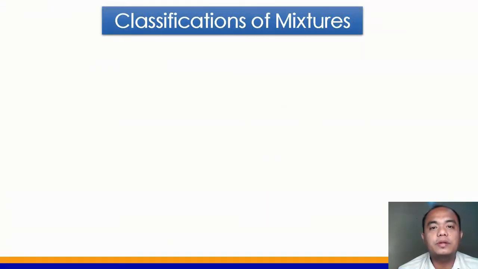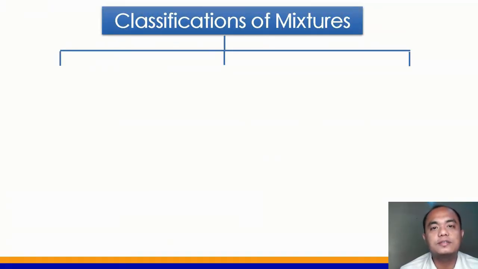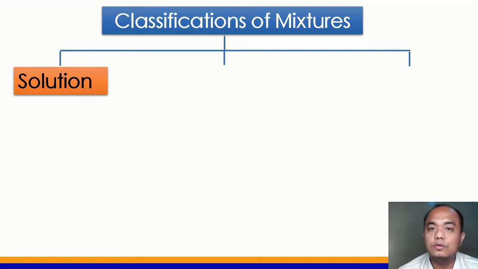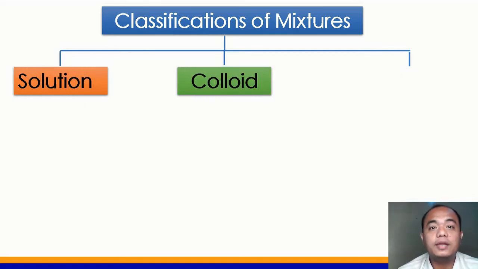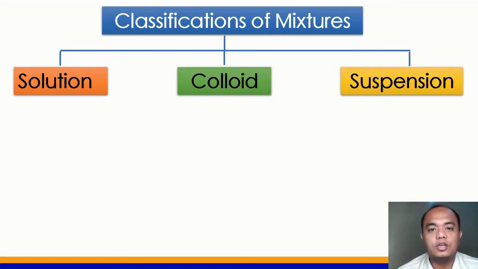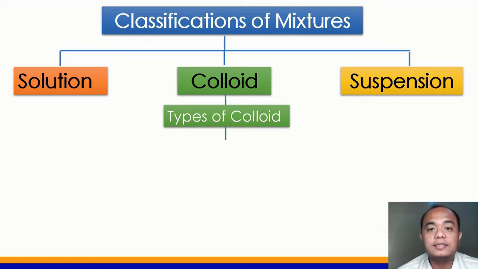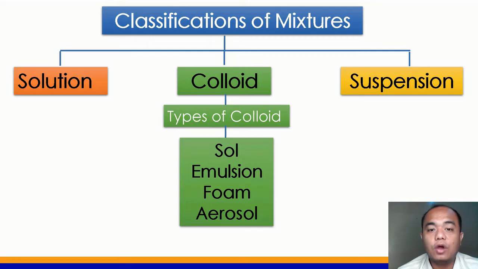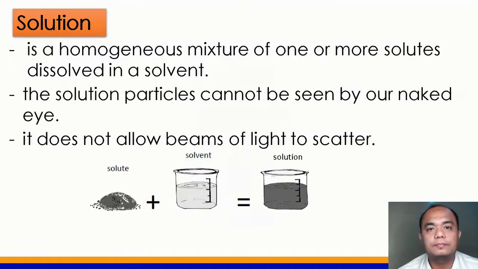Okay, can you still remember the three classifications of mixtures? Yes, solution, colloid, and suspension. And suspension has its own types also. We have sol, emulsion, foam, and aerosol. Okay, some books also have gels as type of colloid.